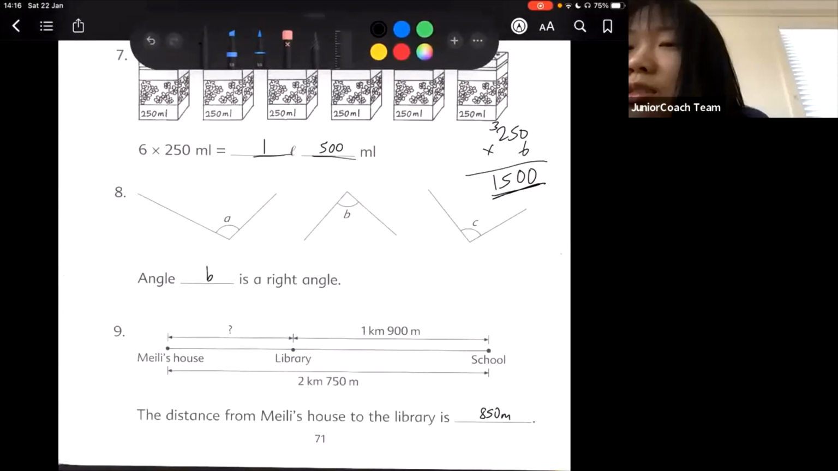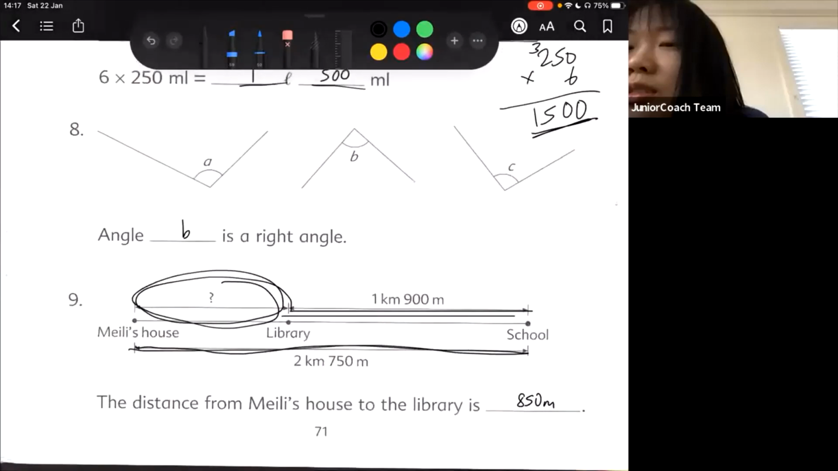Anyways, the distance from Meili's house to the library. We know the distance from her house to school, and we know the distance from school to the library. So to find this distance, we know that it's this distance minus this distance. So if we calculate that, and I'm not going to do it right now... we do have quite a bit of time. I'll just demonstrate it.